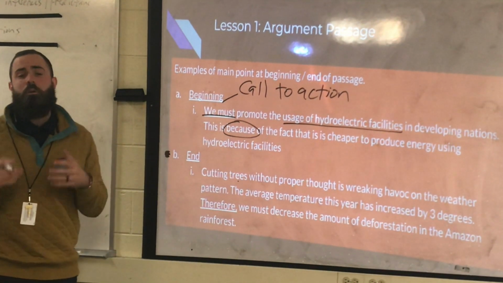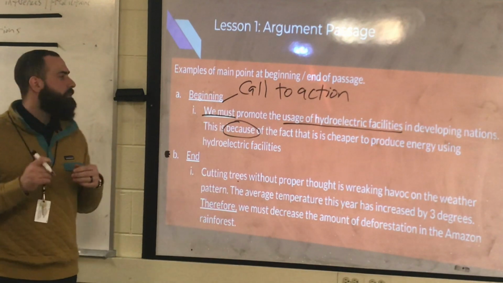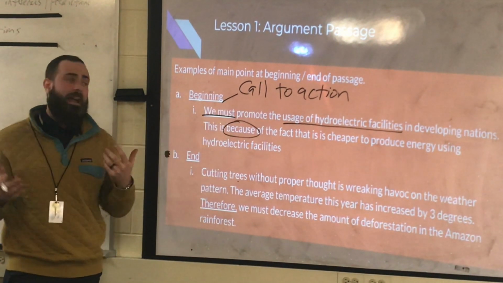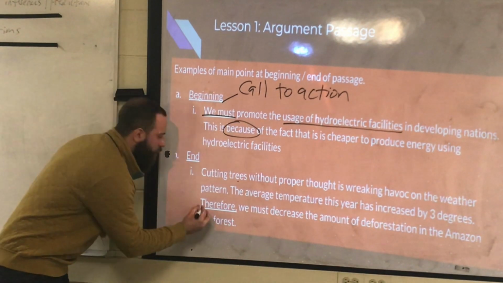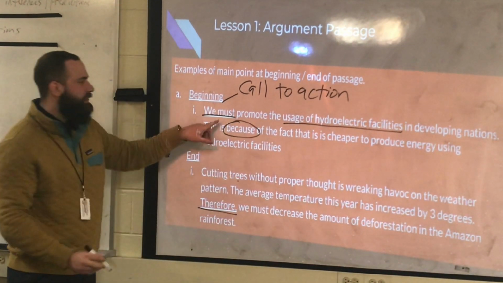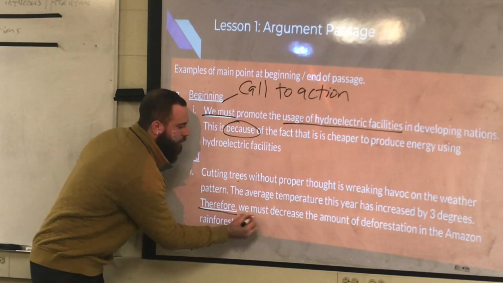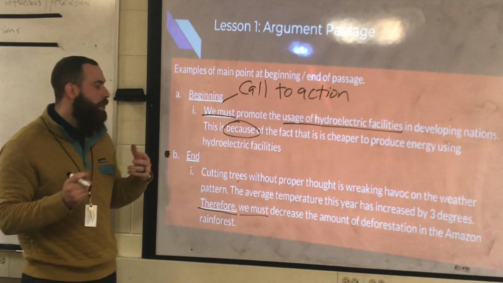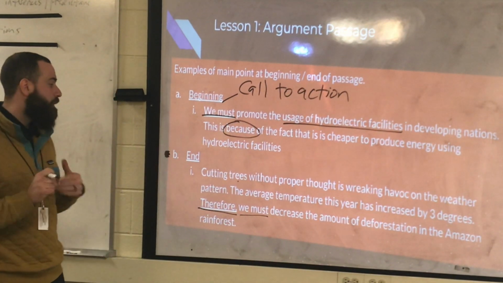Now again, we look for those words, those key phrases that tip us off that the argument, the claim, the call to action, you can call it any of those, is coming. Again, we have underlined that word therefore, and just like in the first one, it follows it up with we must.